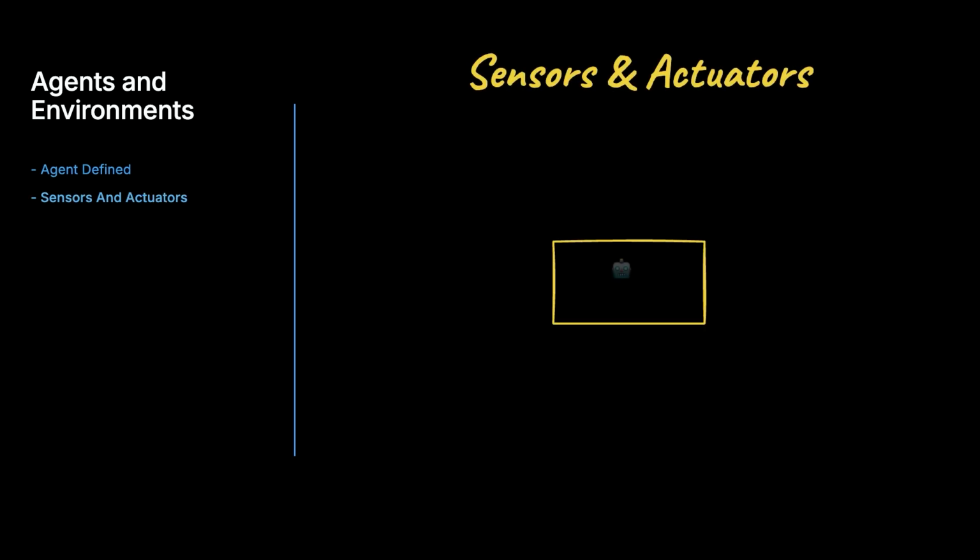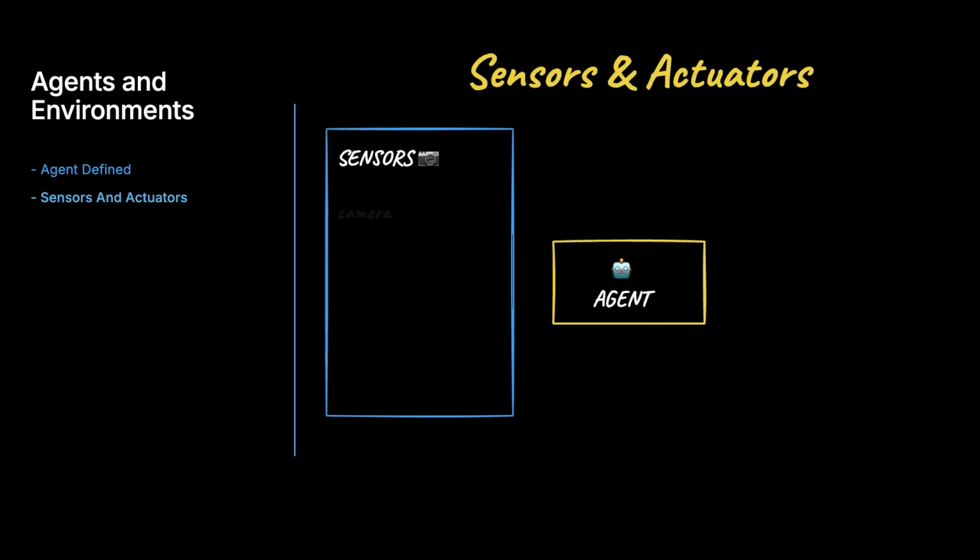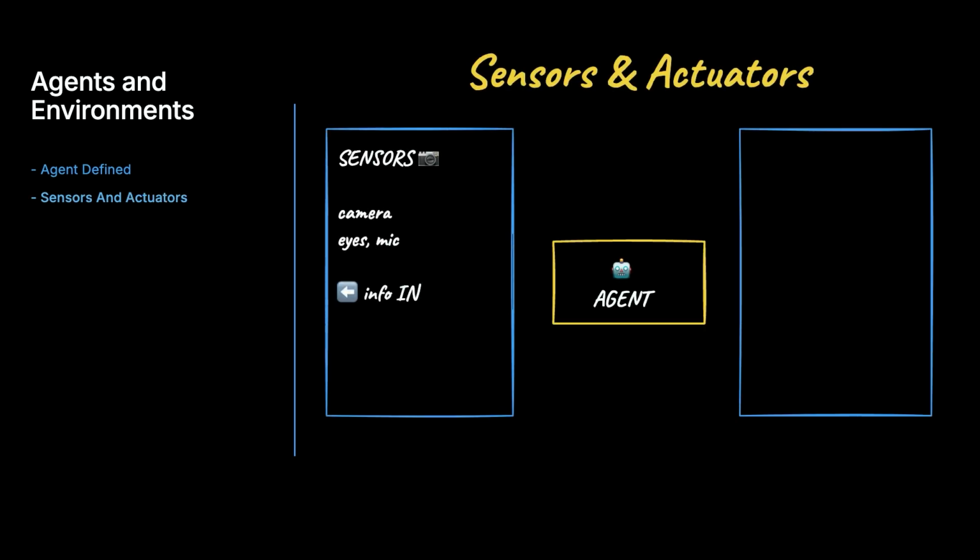Consider the two channels connecting an agent to its world. Sensors are the components through which an agent receives information, and a camera is the classic example in artificial intelligence. Actuators are the components through which it acts, like a motor, wheel, gripper, or speaker. Sensors bring information in, actuators push action out.